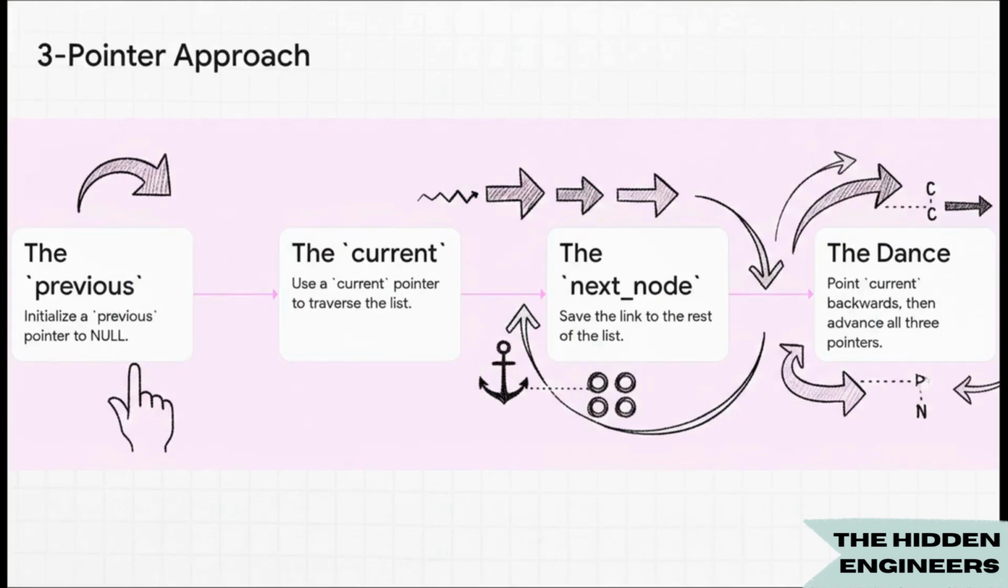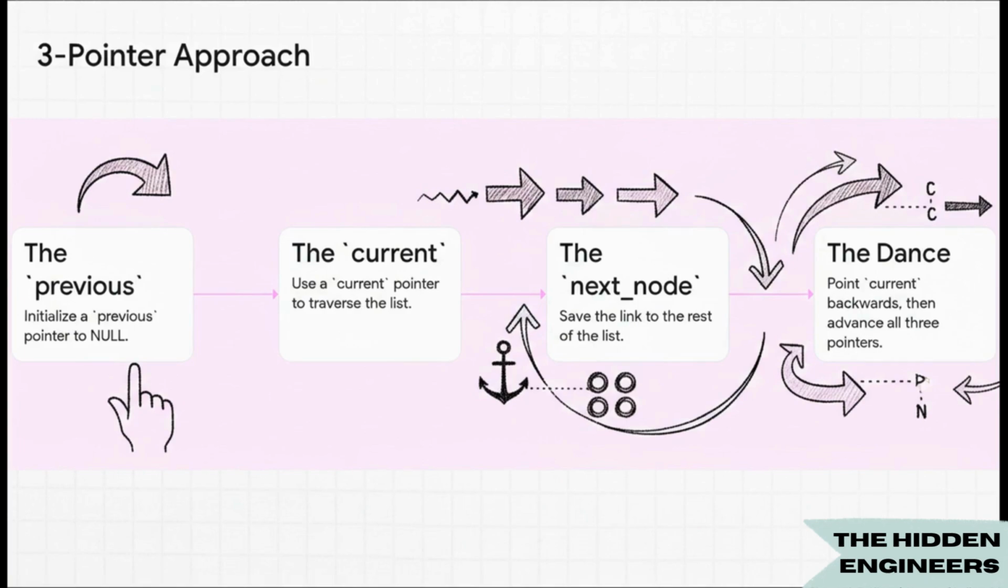First up, you need a previous pointer. It starts at null, right? Because the new end of our list isn't going to point to anything. Then you have your current pointer, which is just going to walk down the list, starting at the head. And third, and this is the most important one, you have a next_node pointer. Think of this as your safety net. It saves the link to the rest of the list before you change any pointers. After that, it's just a loop. You make current point to previous, and then you just shuffle all 3 pointers one step down the line.